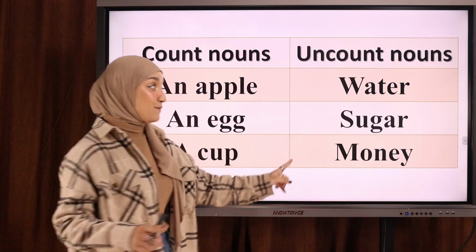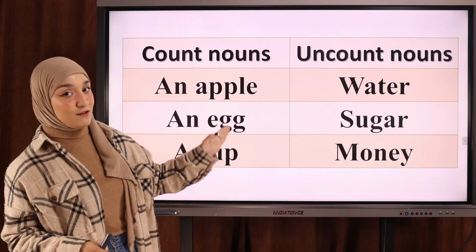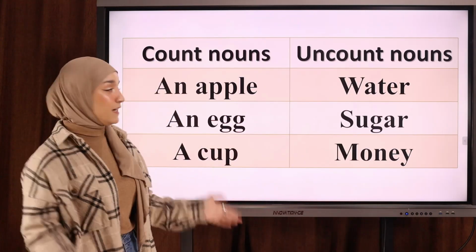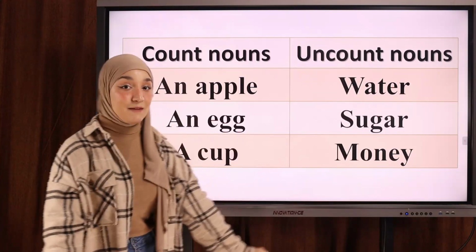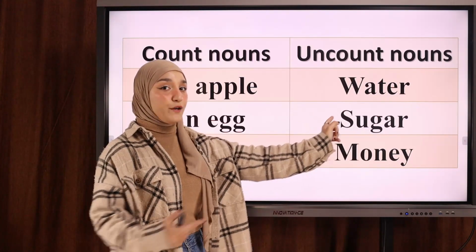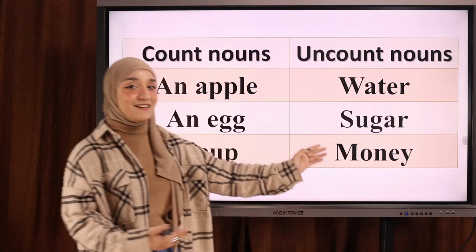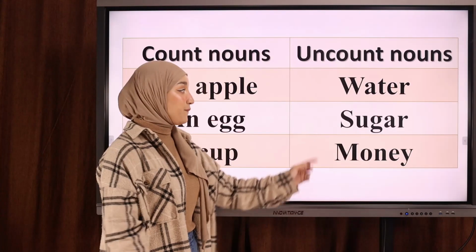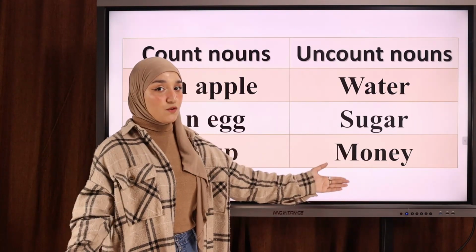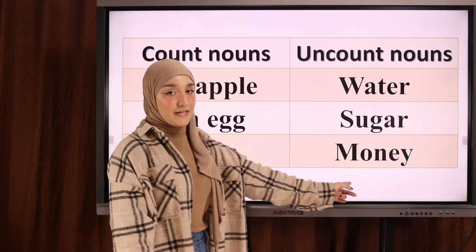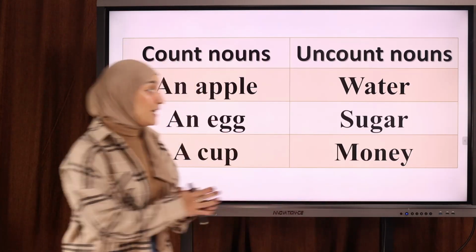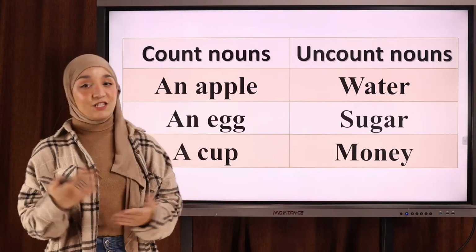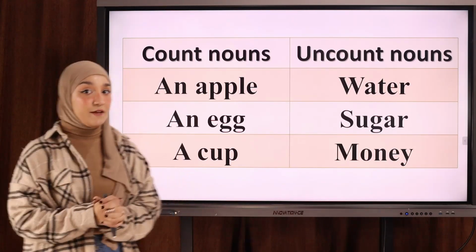Uncount nouns, however, are different from count nouns. I have some examples. Water or water, okay? Depending on which accent you want to use. Water. So sugar. Money. So money, sugar and water are considered uncountable nouns. They are things that we cannot count, okay?